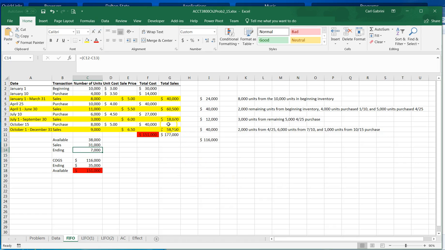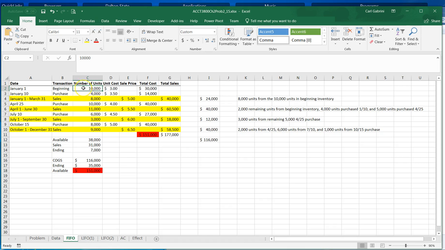Now, this is first in, first out. So when we have the sales here from January 1st, these are the first quarter sales, so we sold 8,000 units. Well, where do those 8,000 units come from? Remember, it's first in, first out. What were the first ones in? The 10,000 in beginning inventory. So all 8,000 units were sold out of the 10,000 in beginning inventory.